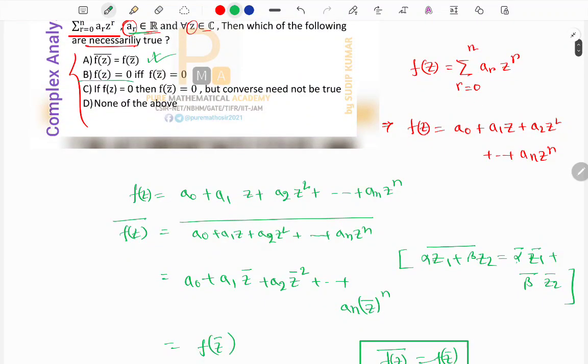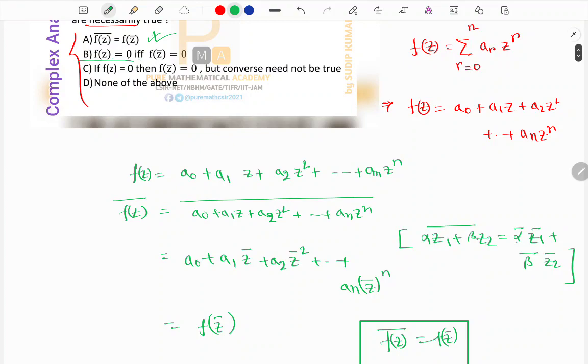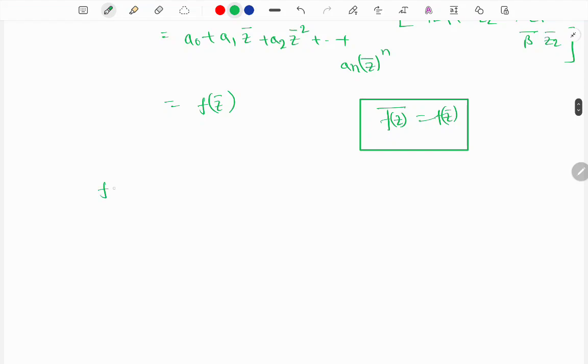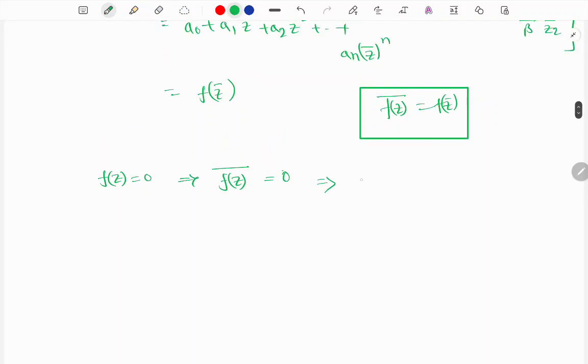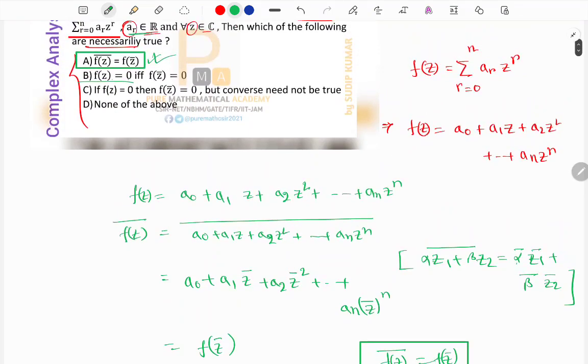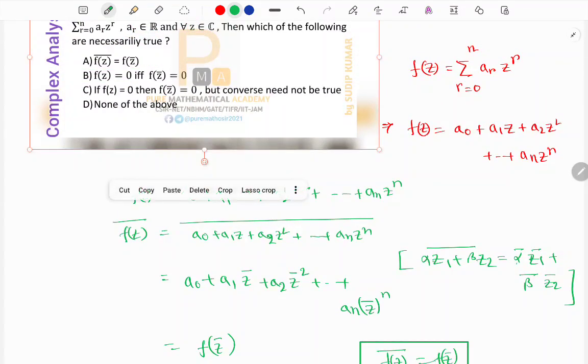Now come to option B. Option B says that f of z equals 0 if and only if f of z conjugate equals 0. Okay, so let f of z equals 0, that means f of z whole conjugate equals 0, right? And in option A we see that f of z conjugate equals f of z whole conjugate, which means f of z conjugate equals 0. Therefore f of z equals 0 implies f of z conjugate equals 0.